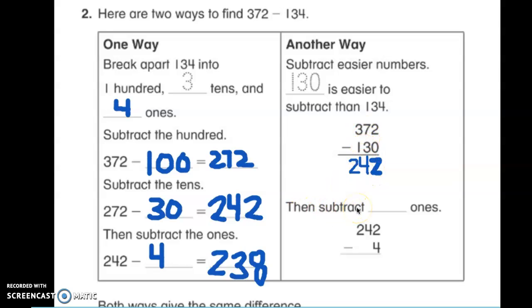Now we need to subtract the ones that we didn't subtract here. So we have 4 ones left to subtract. So we're going to subtract those 4 ones. 2 minus 4, we can't do that. So I need to regroup.